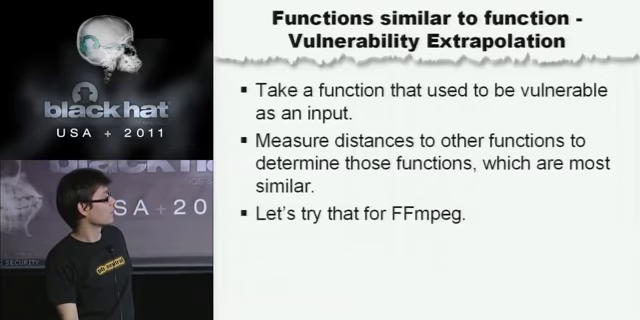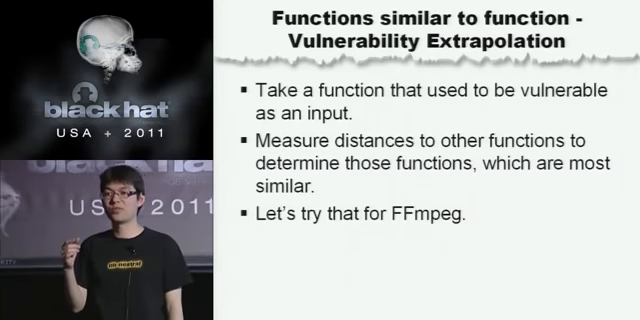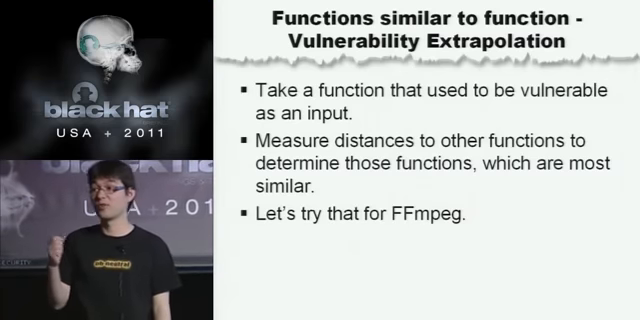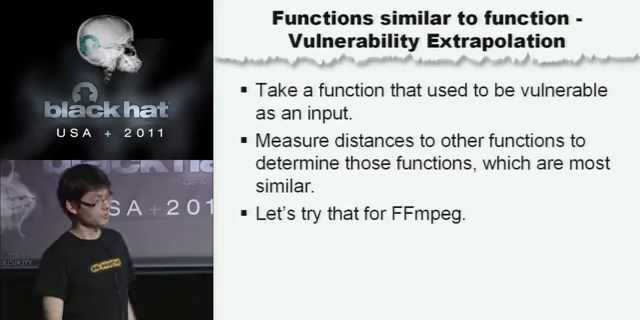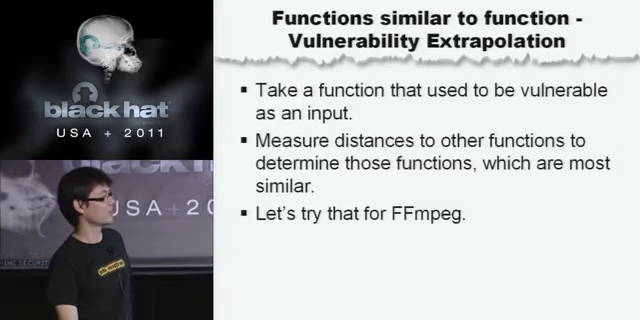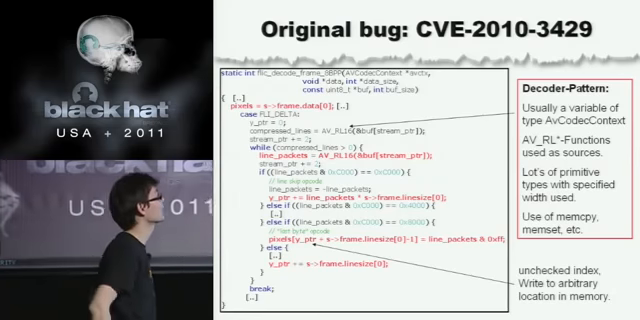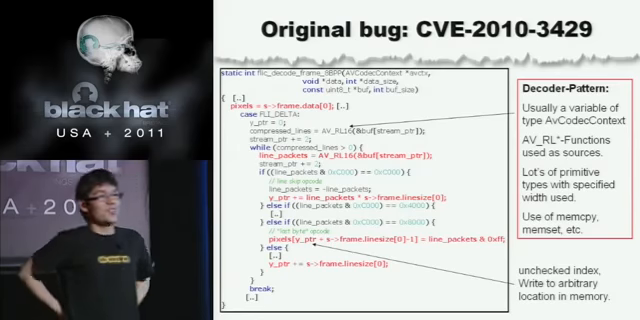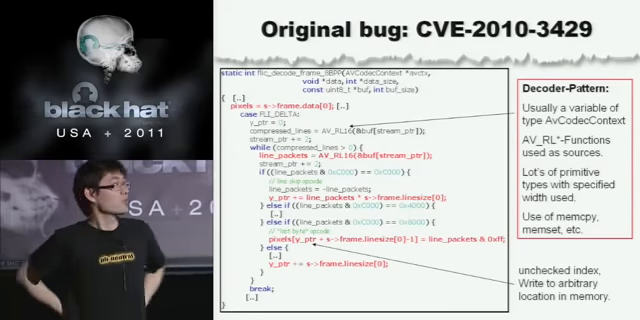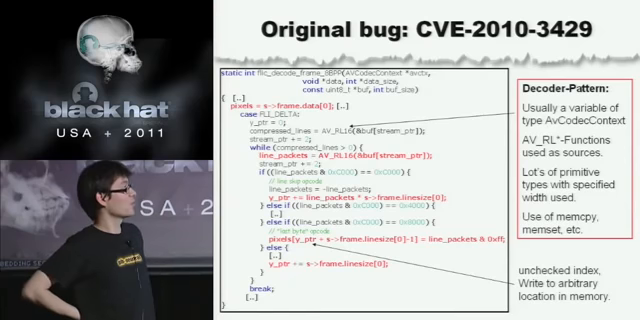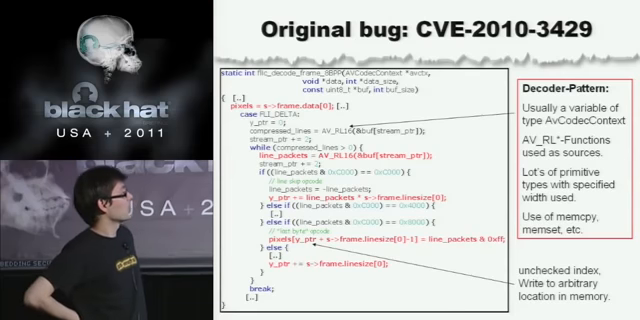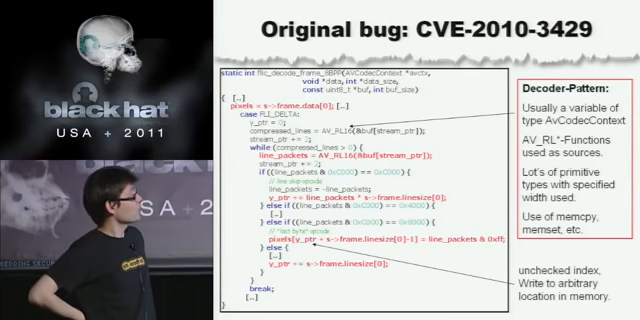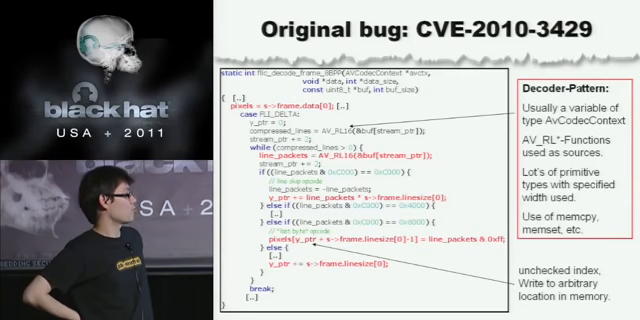But I guess the most interesting application, and we're going to come to that now, is vulnerability extrapolation, taking that bug you have, getting a new bug for it. Let's try that for FFmpeg. So this was a nice story. I saw this bug on a mailing list in September 2010. It's a bug in one of the decoders, which probably allows arbitrary code execution.